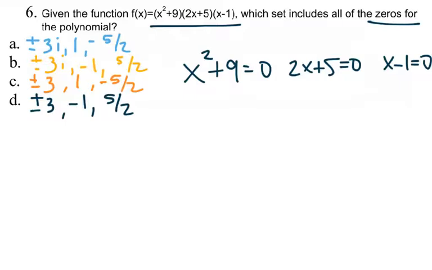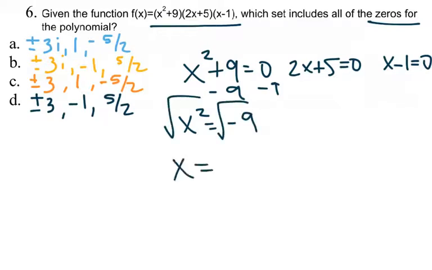Alright, so the first one, to get rid of the plus 9, I'm going to subtract. So x squared equals negative 9. To get rid of a square, I'm going to take the square root. So x equals, anytime you do a square root, it's a plus and minus. The square root of 9 is 3, and because it's a negative, I have 3i. So I already know it's not C or D.